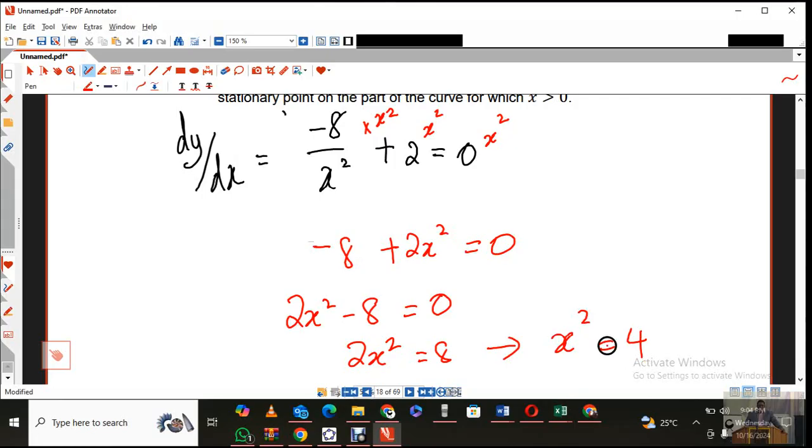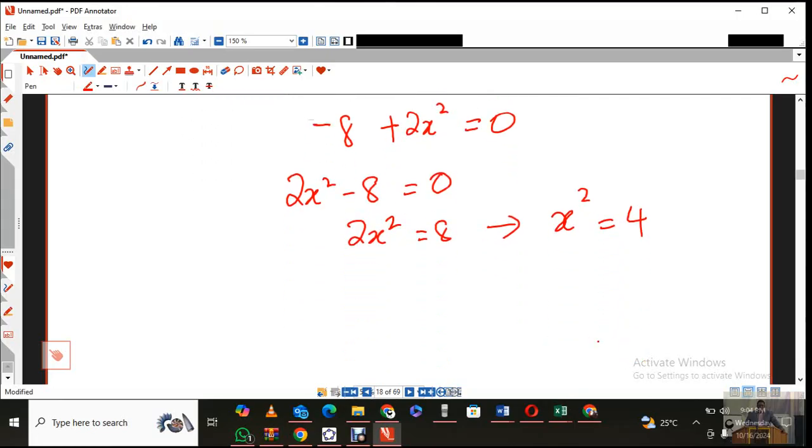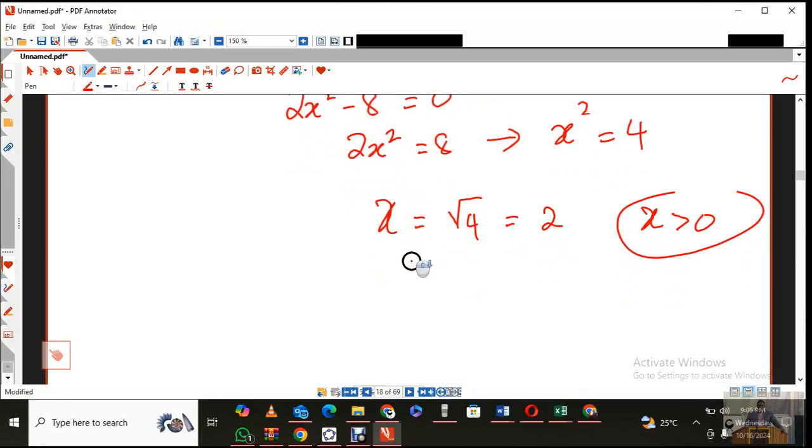Now we are going to look for the value of x. And the value of x is going to be the square root of 4. And take note, I'm only taking the positive value. The reason is x is greater than 0 from our domain. Okay, so I'm not going to take the negative square root of 4.